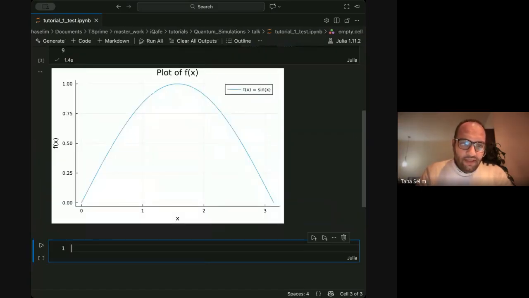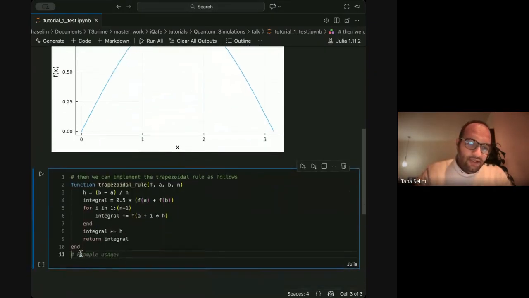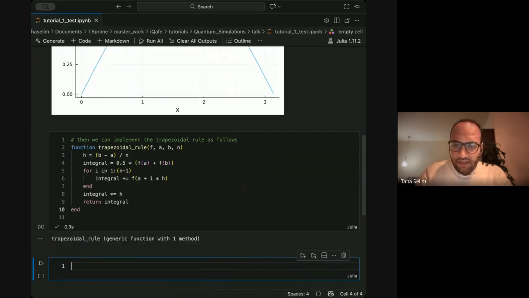We're all familiar with the sine function. It's a very simple sine function over a half interval, going from 0 to pi. Now the question is, can we use the trapezoidal rule to integrate it? We have seen the formula, so there is nothing magical about it. We define this function of the trapezoidal rule, we execute it, and then we have it ready in the memory.